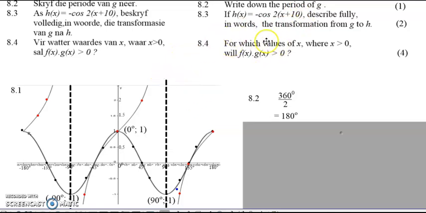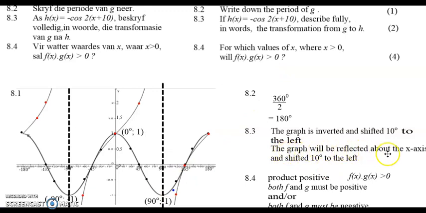So if I explain the transformation in words, the graph will be reflected about the x-axis and shifted 10 degrees to the left. I can also say the graph is inverted and shifted 10 degrees to the left. But inverted is not as clear as a reflection about the x-axis.